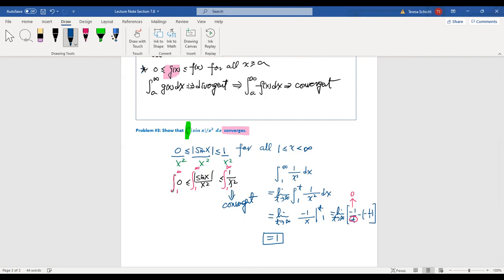Because this is convergent, I know the integral from 1 to infinity of |sin x| over x squared dx converges. I don't really know what it converges to, but I know it converges to a value between 0 and 1, right? Because here this is 0, and this is 1. So this integral has to converge to some value between 0 and 1.